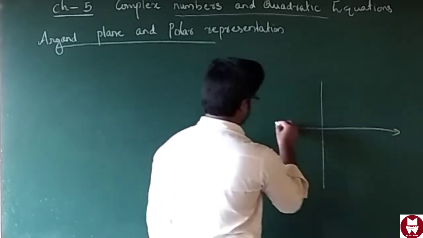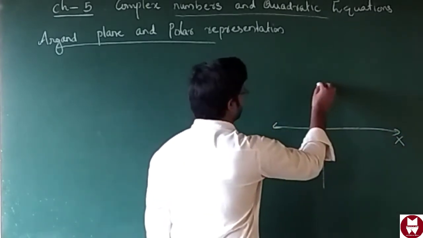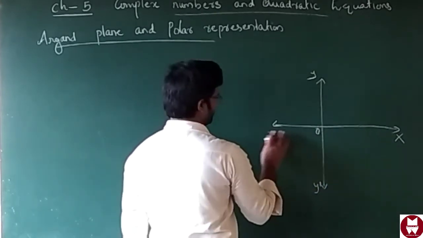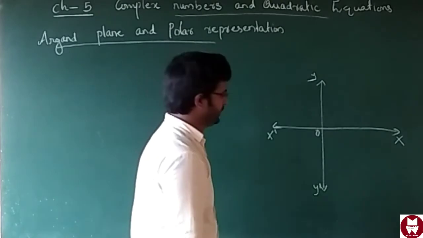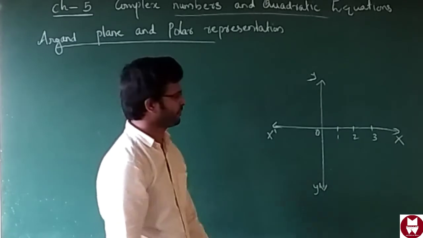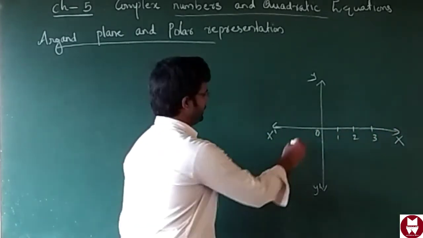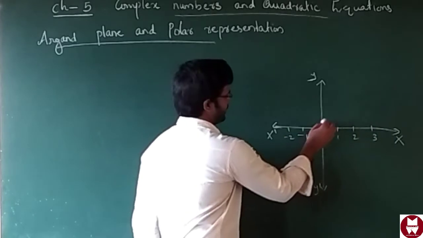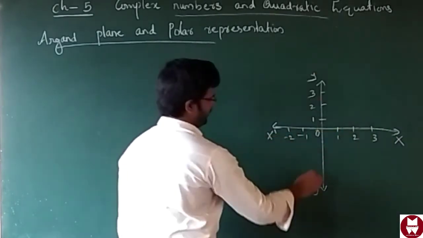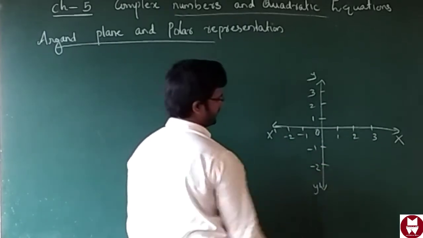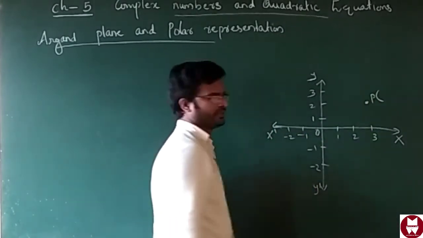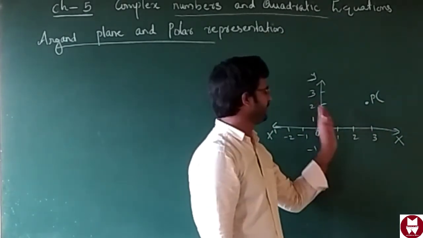This is a Cartesian plane: x axis, then y is 0, and y dash, x dash. Here 1, 2, 3 to the right side of 0 are all positive numbers on the x axis, and the left side has negative numbers. Then 1, 2, 3 upside are positive numbers, downside negative numbers. We can mark any point here, just one point P. The coordinates of P we can write as 3 and 2.